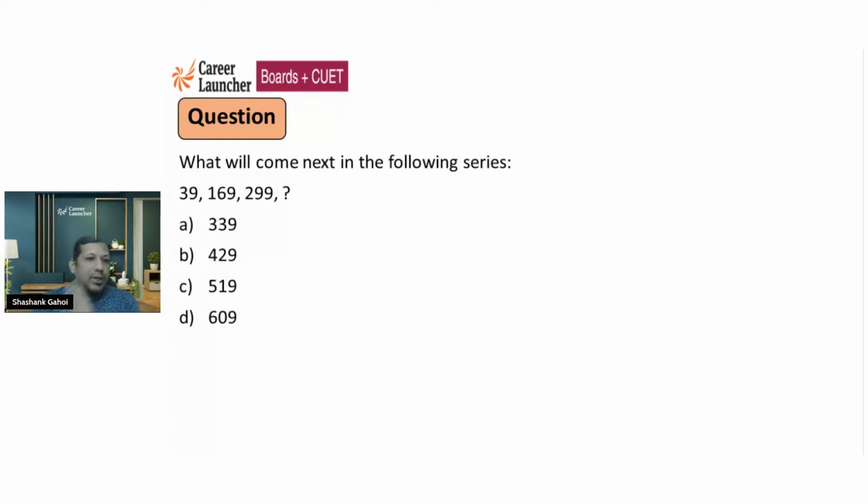Okay. Now let's look at this one. So now it is simply asking which of the following numbers is going to come next. Again, the missing number. What we have done so far is 39. I am still going to do the same. Nothing new, nothing different. What is the difference? 130. What is the difference? 130. So what is the difference between 299 and the next number? 130. So which is going to be the next number? That is 429. So the answer to this question is going to be option B. I hope this is clear to everyone.